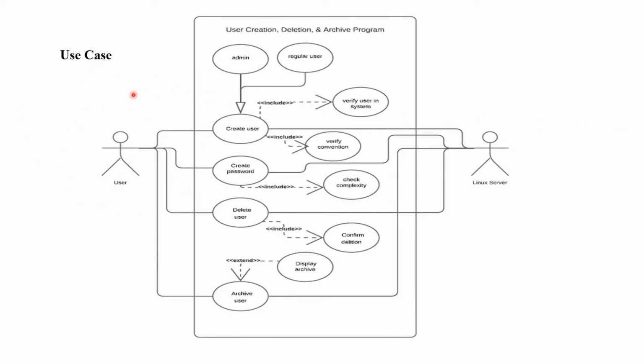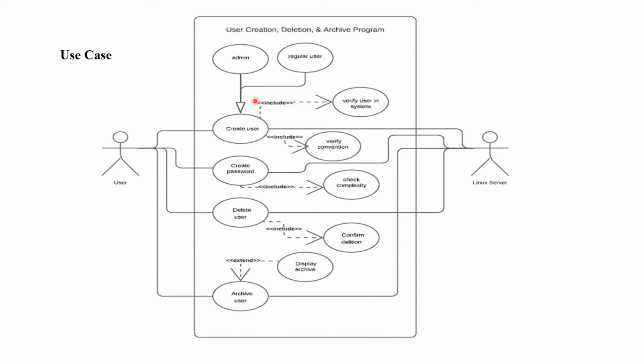Here is the use case of the script or the program, and we can see here there is a user or an actor, and here is the Linux server. So an actor can either create a user, and the user can either be an administrator or a regular user. And in creating this user, the Linux system will verify if the user exists on the system. If the user exists, then the user will not be created.